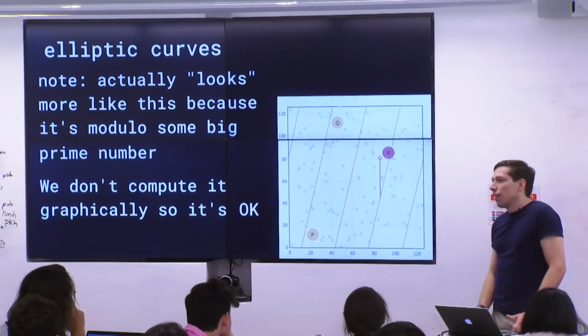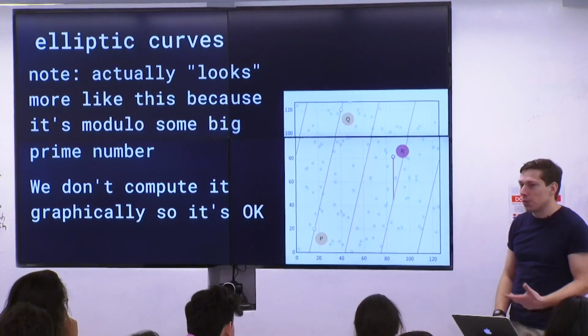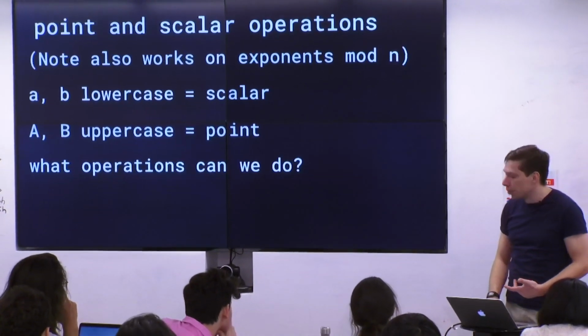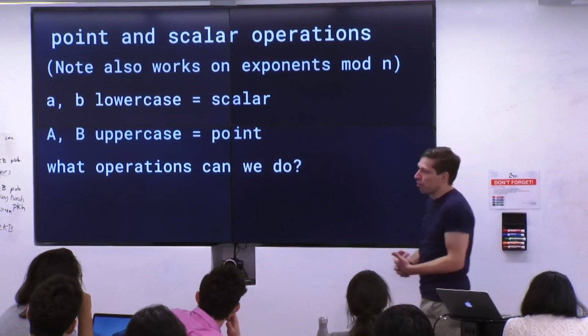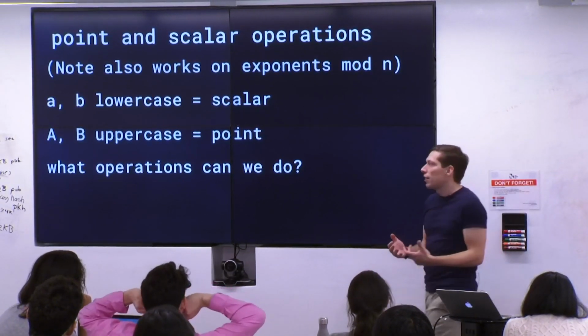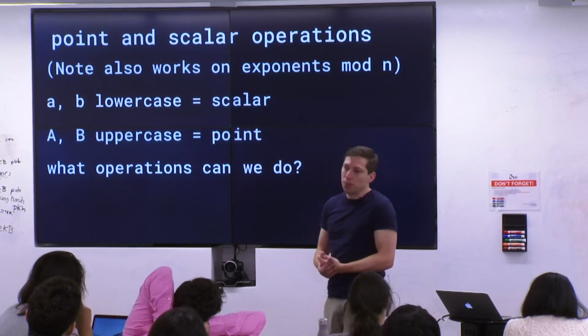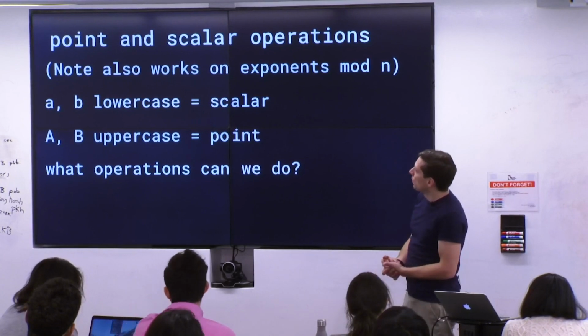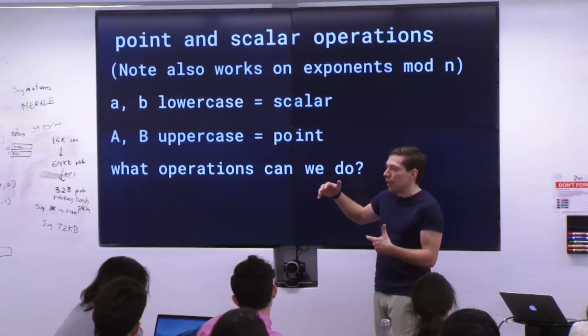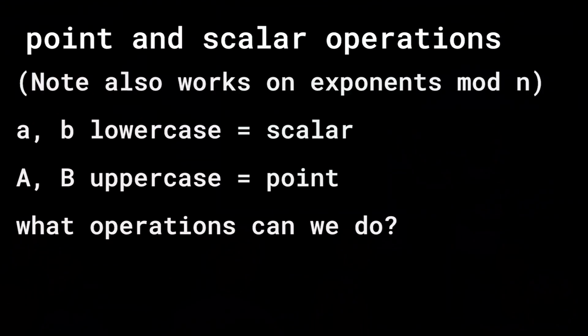Okay, so you don't need to know exactly why these things work or curves, but we're going to go through what you can do with these and what properties you have. Okay, so we've defined these points on a curve and how this curve works. And then we also have regular old numbers, right? So what we'll do from now on is say A and B are lowercase numbers. These are scalars. Scalars just means regular old numbers.